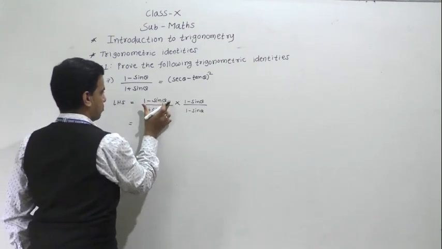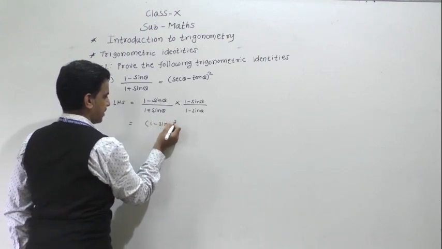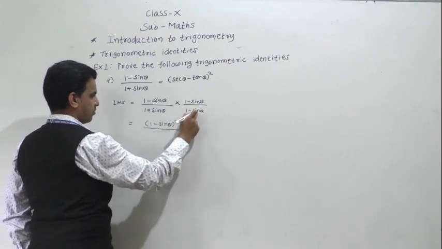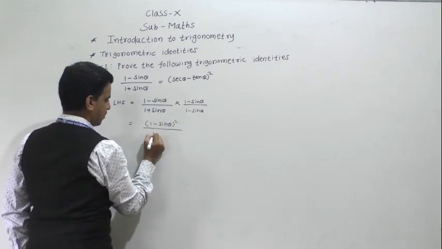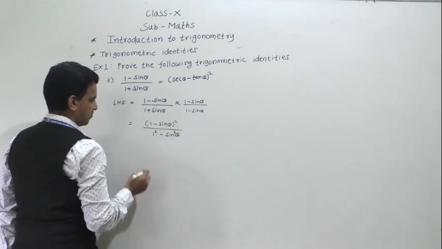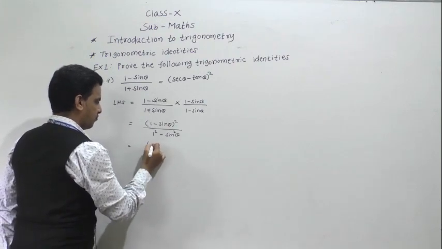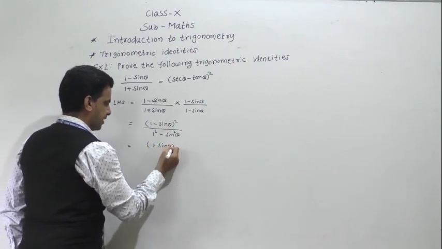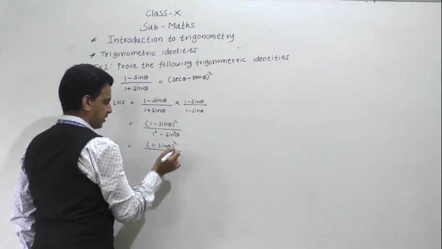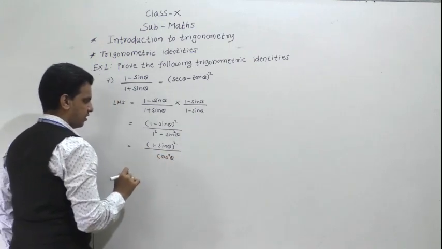Okay, now the numerator is (1 minus sin theta) bracket square divided by (1 plus sin theta) into (1 minus sin theta), that is 1 square minus sin square theta. Okay, so (1 minus sin theta) bracket square, 1 square means 1, 1 minus sin square theta, we know this value is cos square theta by using the first identity.